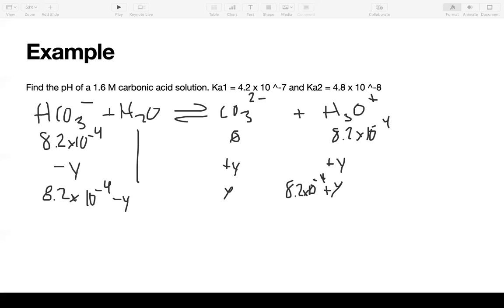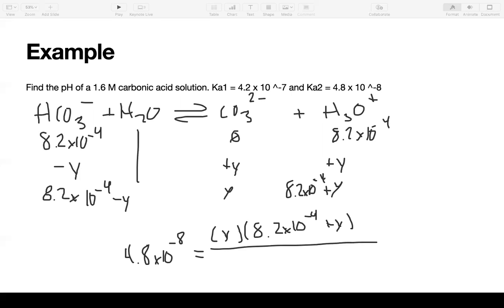So what we have to do now is plug in for our second Ka. So we have 4.8 times 10 to the negative 8 is equal to y times 8.2 times 10 to the negative 4 plus y, all this divided by 8.2 times 10 to the negative 4 minus y. So a whole ton of stuff.